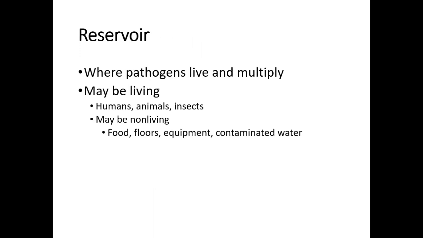So then we have our reservoir. That's your second link. Your reservoir is the source of the infection, a place where the pathogen survives and multiplies. The human body is the most common reservoir for pathogens. However, animals, insects, and other living things can also be reservoirs. Also, we have non-living reservoirs that include soil, water, food, and environmental surfaces.